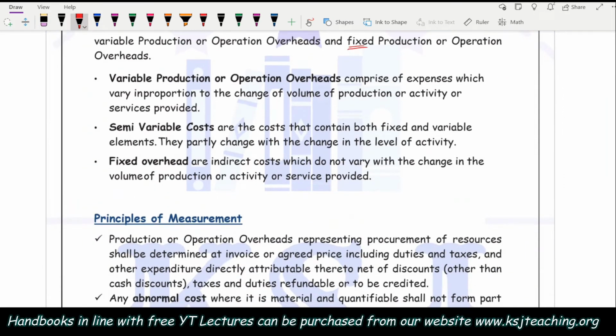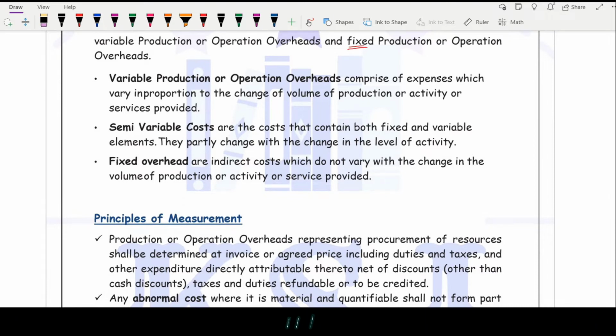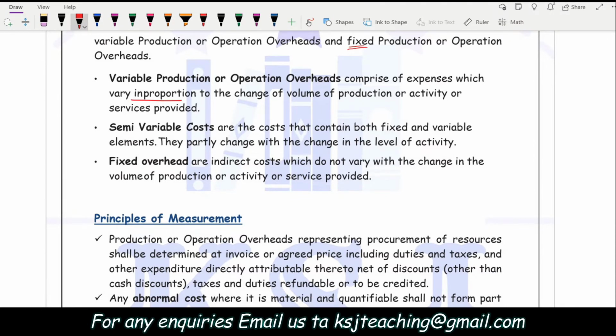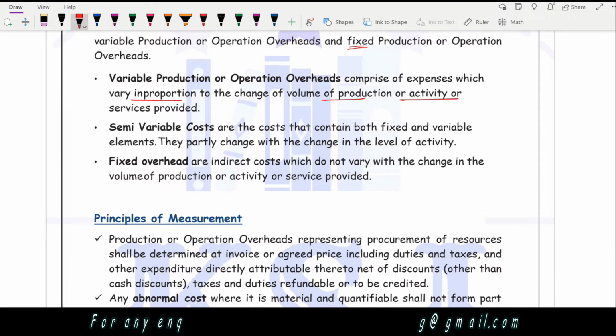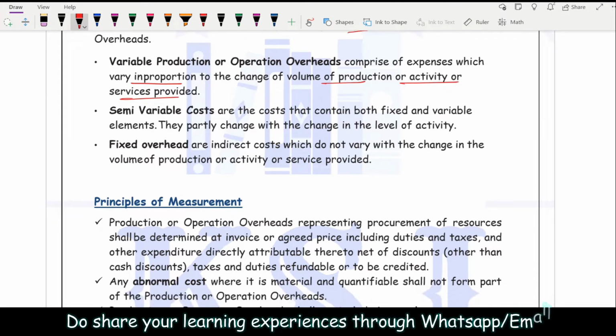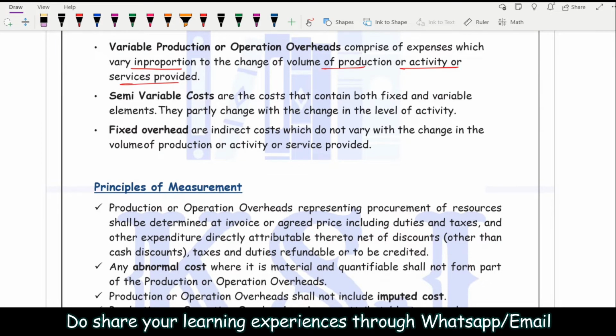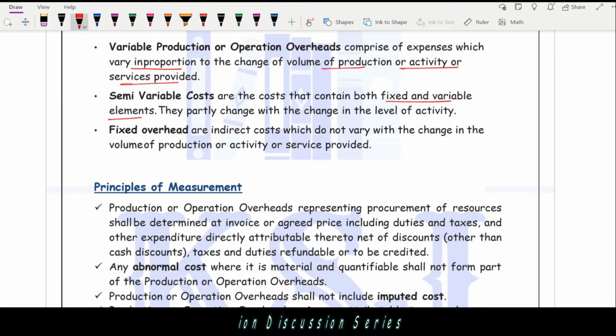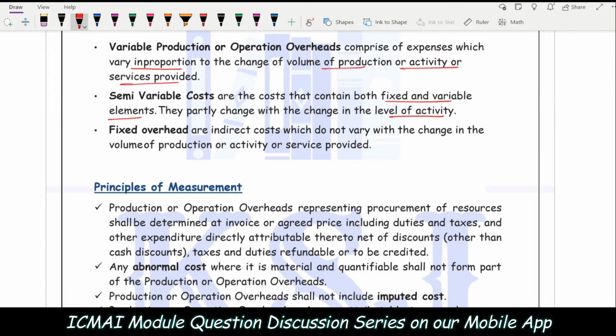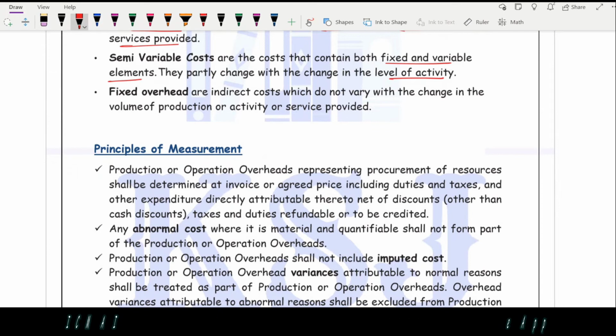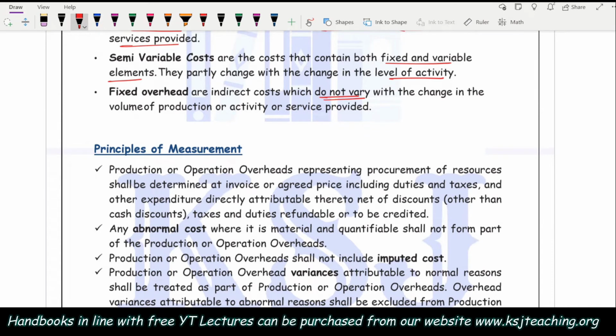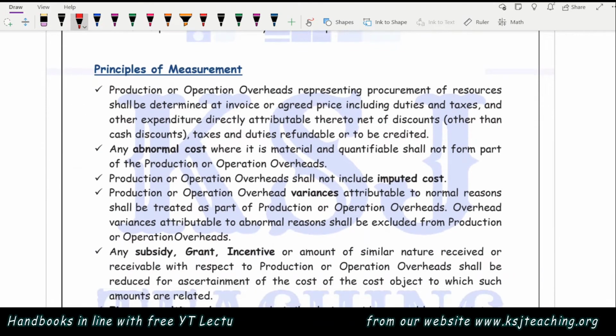So variable production overheads, we all know, comprise expenses which vary in proportion to the change in the volume of production or the activity or services provided. Semi-variable costs are the costs that contain both fixed and variable elements. They partly change with the change in the level of activity. Fixed overheads are indirect costs which do not vary at all with the change in the volumes.